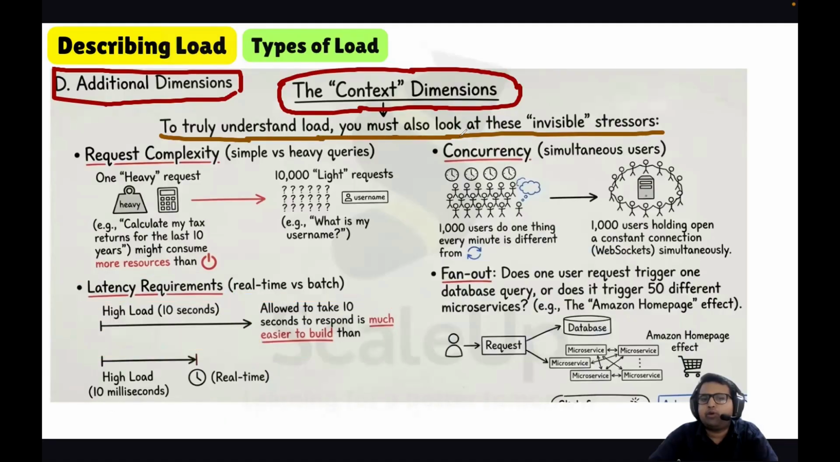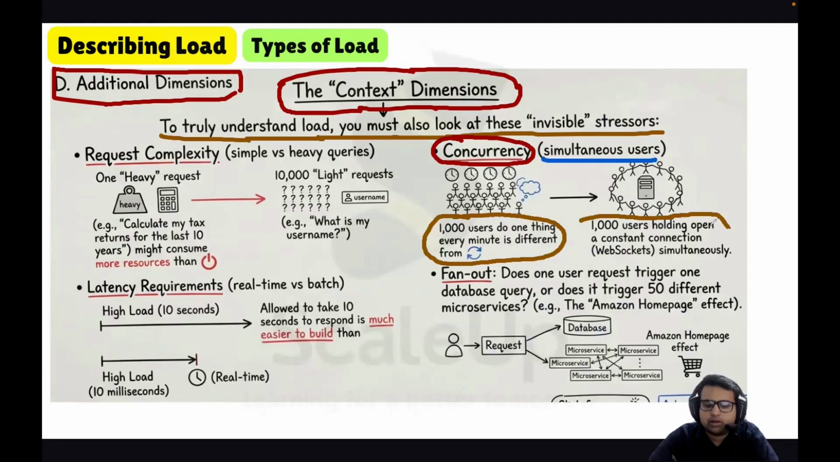We can describe load in terms of concurrency, that is, simultaneous users. Like how many users will be simultaneously accessing our system. Having 1000 users do one thing every minute is different from 1000 users holding open a constant connection, that is WebSockets. So that is what concurrency is.